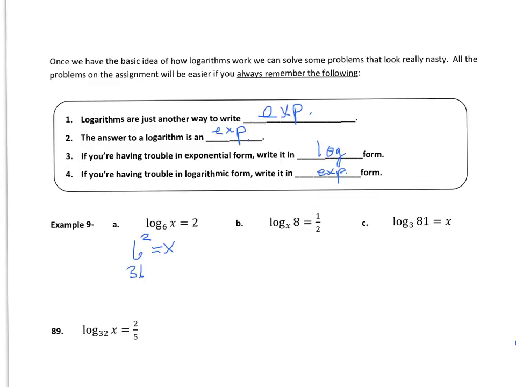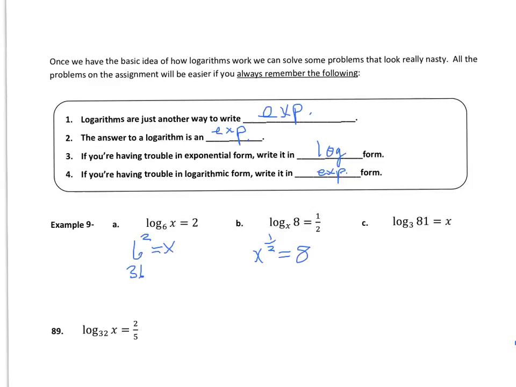Let's look at part B. Log base x of 8 equals 1/2. Again, put it in exponential form. What's exponential form here? x to the 1/2 equals 8. Correct? Did you say x to the negative 2? Leave it as 1/2. A little easier to work with that way. But yes, you could do that, Josh.